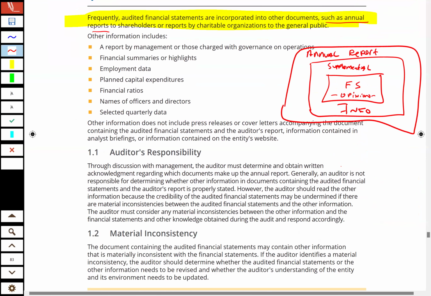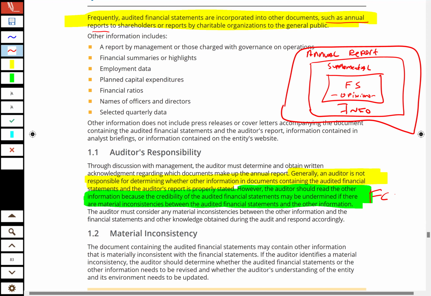The auditor's responsibility, okay? Generally, just highlight this, an auditor is not responsible for determining whether other information contained in the financial statements is properly stated. However, and here comes our responsibility, and I'm going to have you flashcard this: the auditor should read the other information to see if there are material inconsistencies between the audited financial statements and the other information.